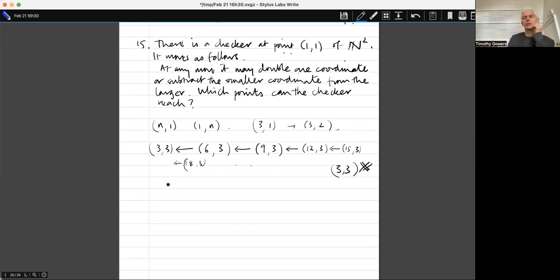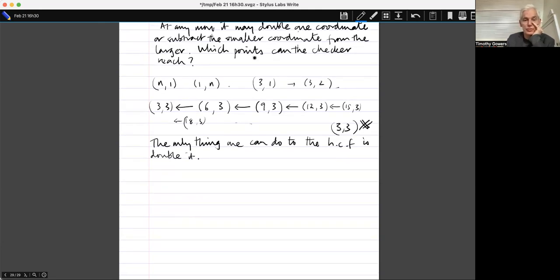So this is actually a little bit similar to an earlier question. The only thing I can do to the HCF is double it. So we cannot make any number where the highest common factor is not a power of 2.